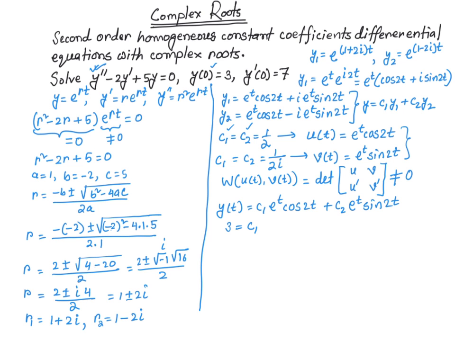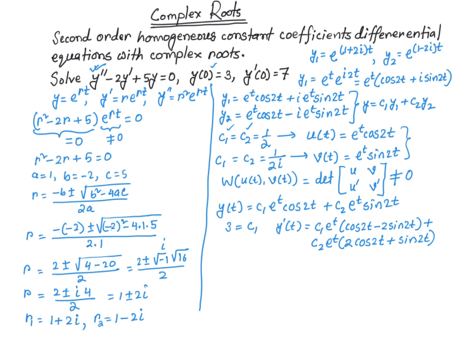Now I just need to find the derivative and apply the second initial condition. So the y prime of t, if you take the derivative and rearrange the terms, is going to be c1 e to the power t times (cosine of 2t minus 2 sine of 2t) plus c2 e to the power t times (2 cosine of 2t plus sine of 2t).